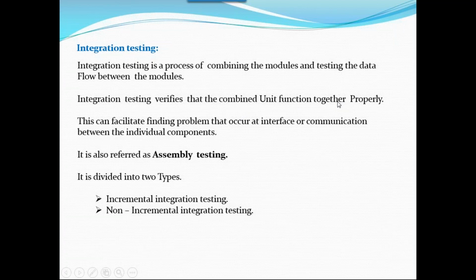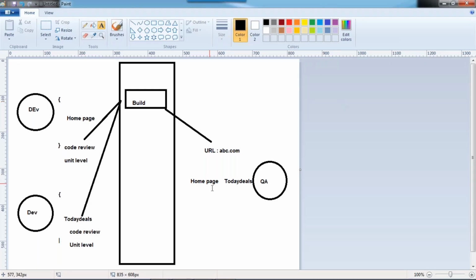What are the two unit functions? Home is one unit function. Today's Deals is one unit function. Now what kind of testing can I do? Now I'm doing integration testing. What is the meaning of integration testing? Combining the two modules and checking the data flow between the modules, and also you need to check whether these two modules are able to access each other or not. That is what we call integration testing.